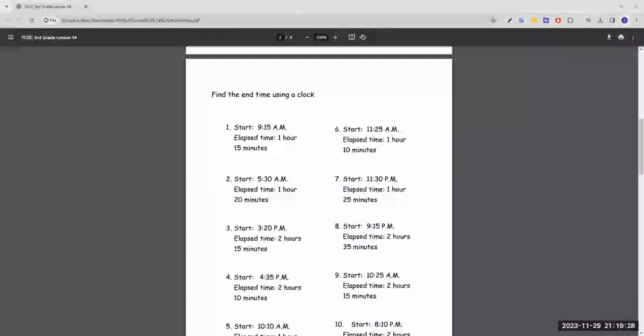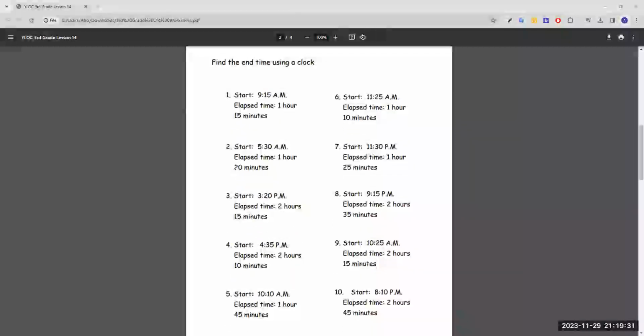Number 2, starts at 5:30 a.m. and the elapsed time is 1 hour and 20 minutes. Again, we set up the problem like this, and the elapsed time is 1 hour and 20 minutes. 5 plus 1 is 6, and 3 plus 2 is 5. And then you just drop the 0.